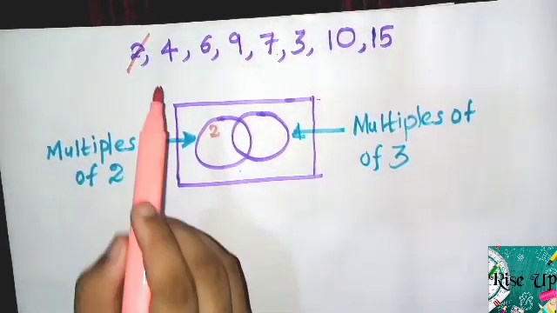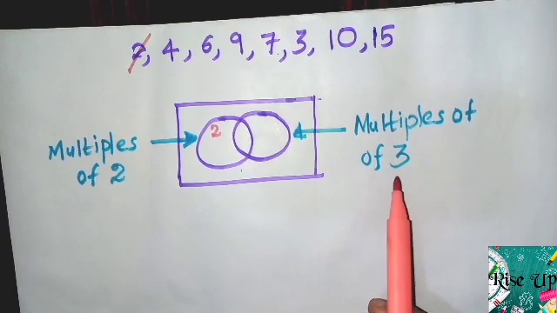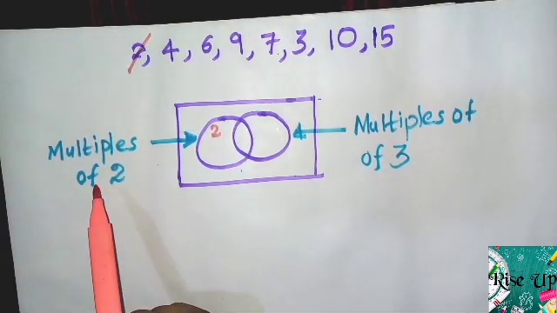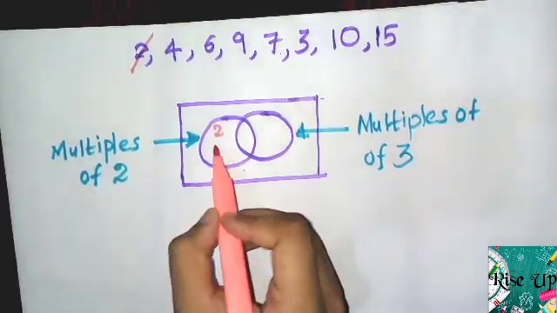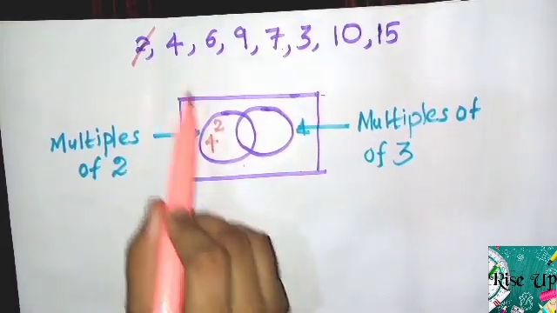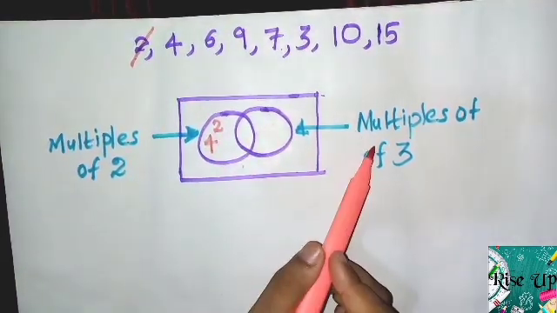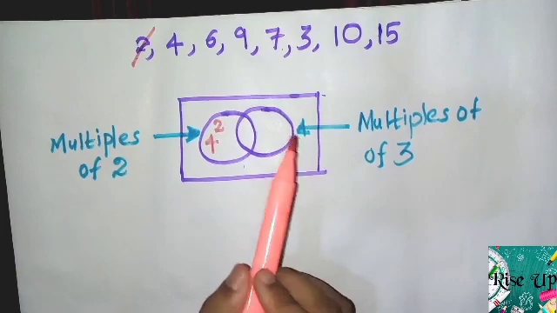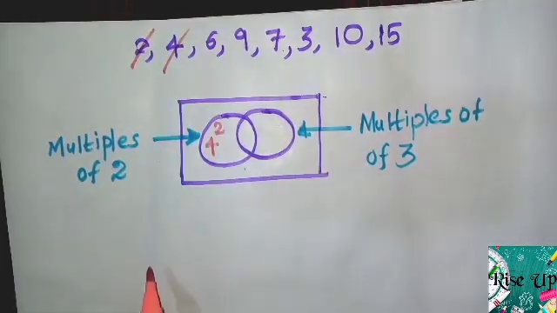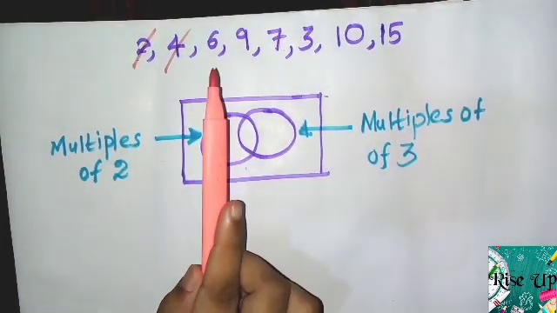So the next number is 4. 4 is a multiple of 2 but not a multiple of 3. We know that, so it belongs only to the set of multiples of 2. You write it in that set. So 4 doesn't belong to the middle because it doesn't belong to the set of multiples of 3. Cut it off.